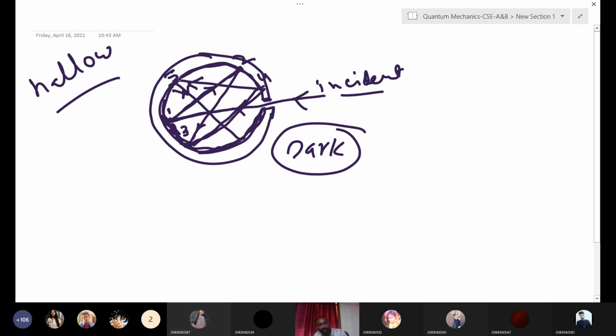Just take any room: if you switch off all the lights, it looks dark. This is also the same kind of thing. Once you send the light, it will be completely absorbed by multiple reflections within the sphere or within the hollow cavity. That is the black body. Now this is the black body. It is absorbing complete light.